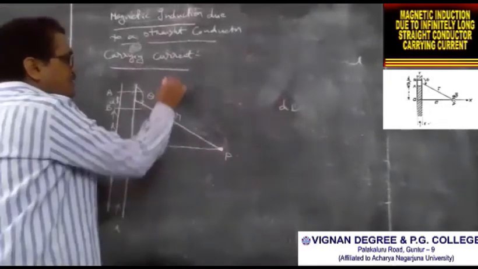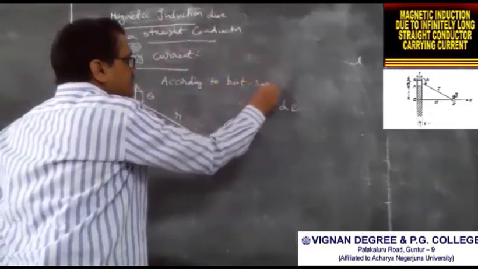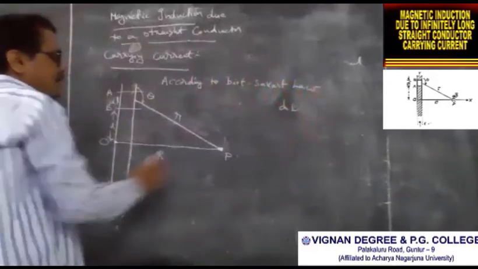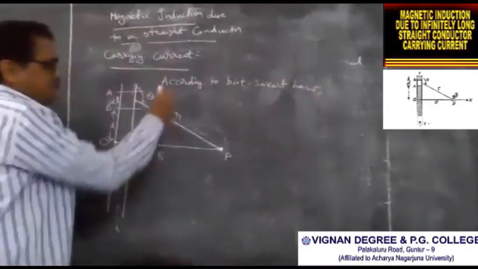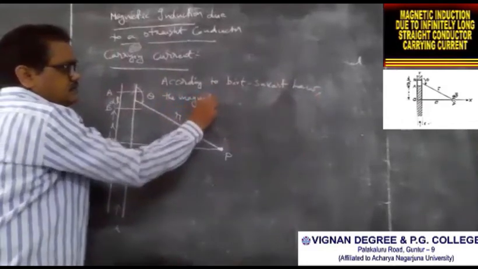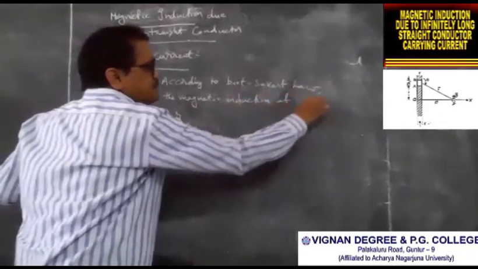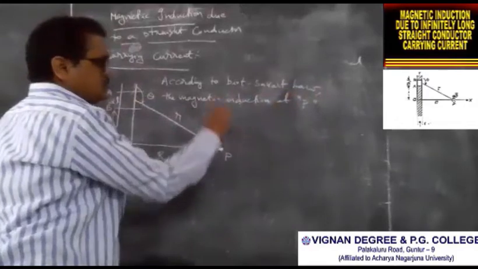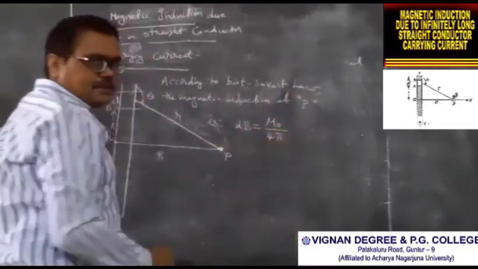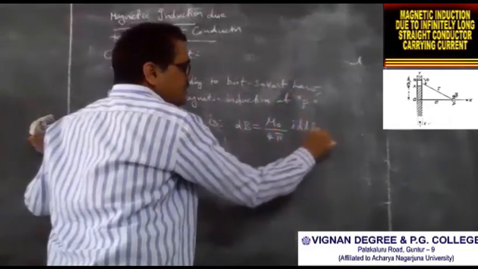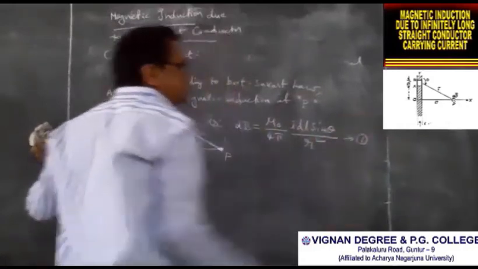According to Biot-Savart law, the magnetic induction at P is dB is equal to mu naught by 4 pi into I dl sin theta by r square. Let us suppose that this is equation 1.